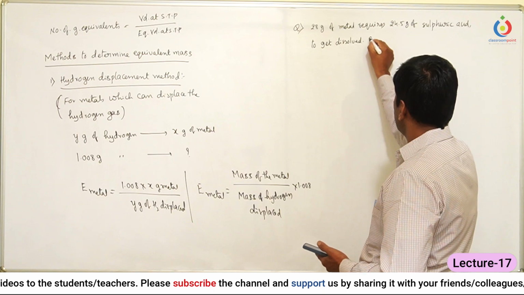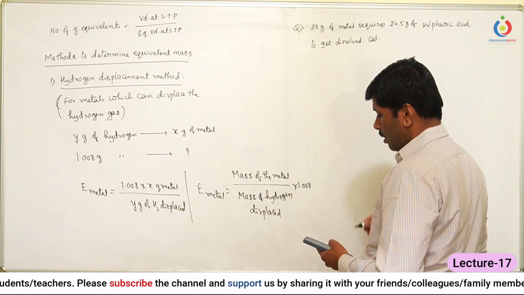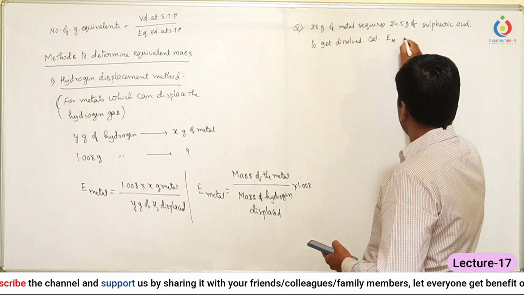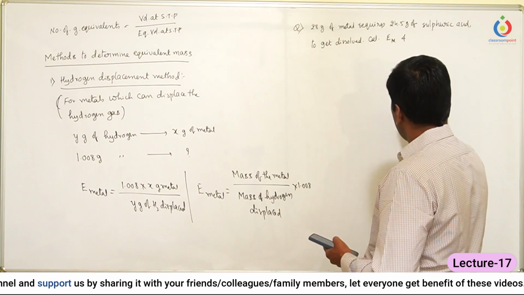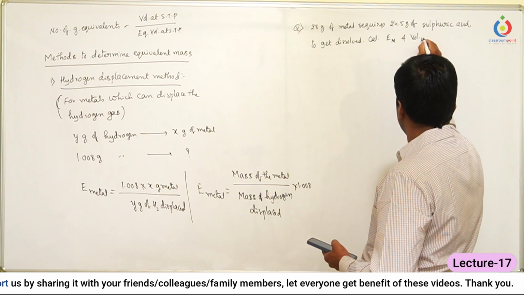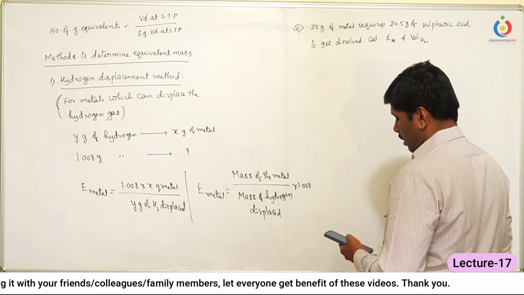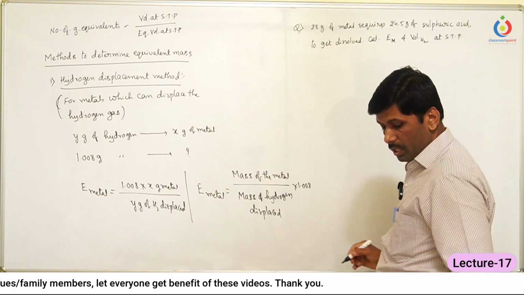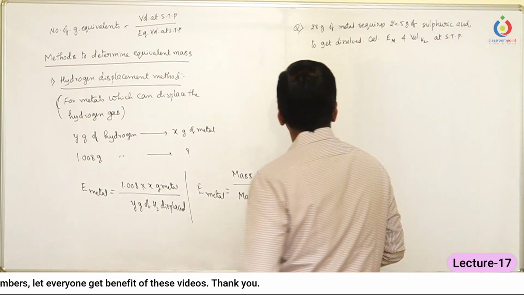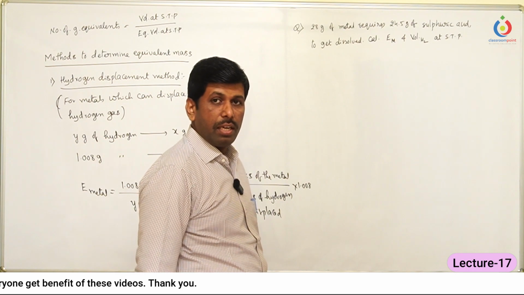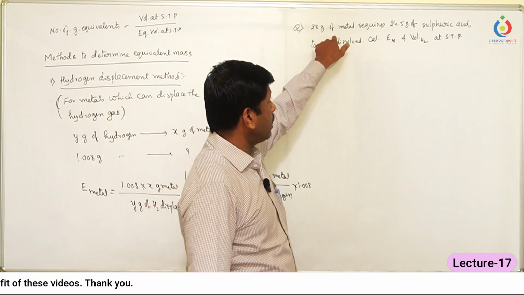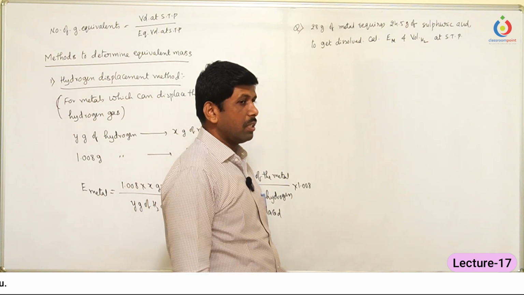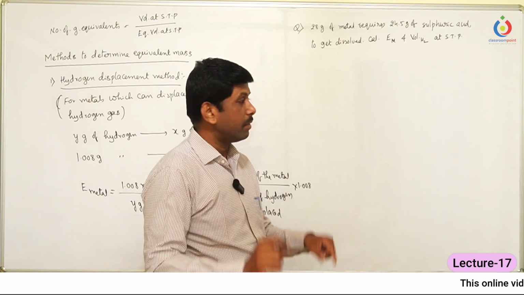Calculate the equivalent weight of the metal and volume of hydrogen liberated at STP. So this is the question they asked. In this question it very clearly says that 28 grams of the metal completely needs 24.5 grams of sulfuric acid, meaning a complete reaction has happened.